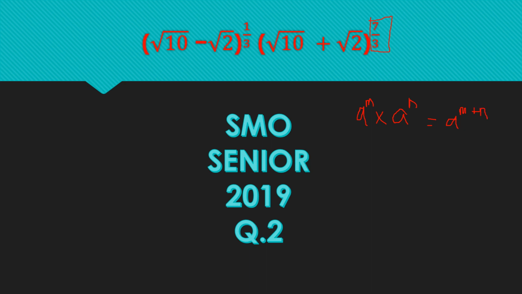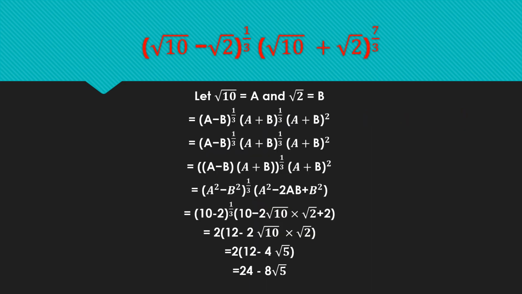Let's look at the answer, shall we? Now this answer is relatively simple, so I'm going to go through it. Now, let's put root 10 as a and root 2 as b. I can make this a minus b to the power of 1/3 times a plus b to the power of 7/3. Now, let's answer this question. A minus b to the power of 1/3 times a plus b to the power of 1/3 times 2.